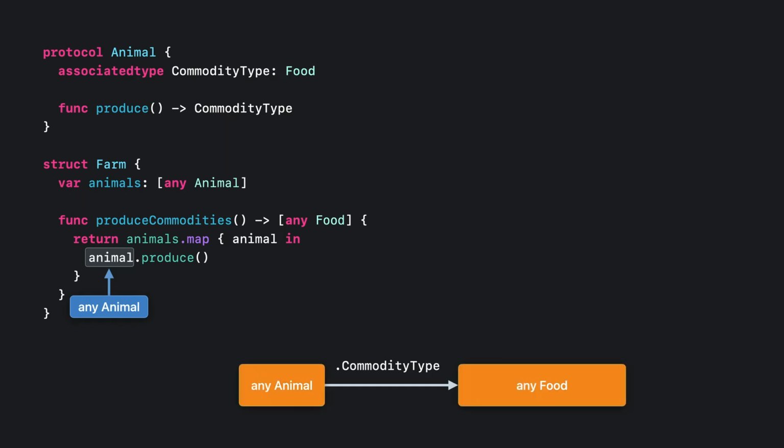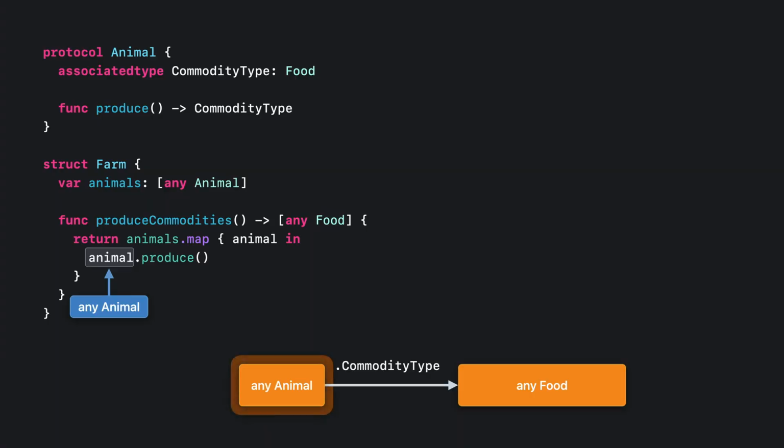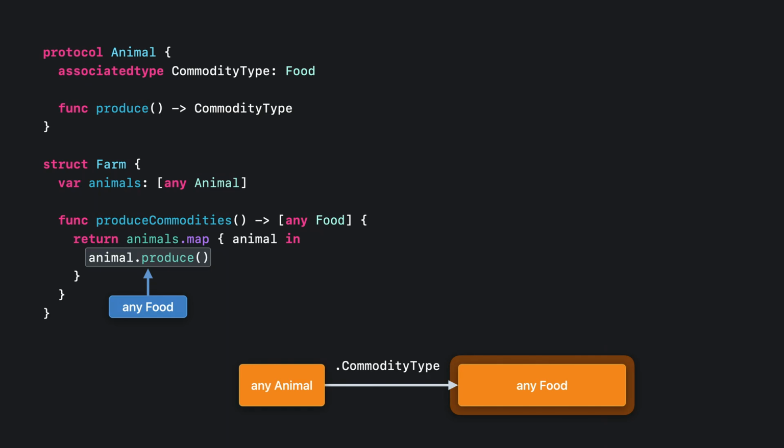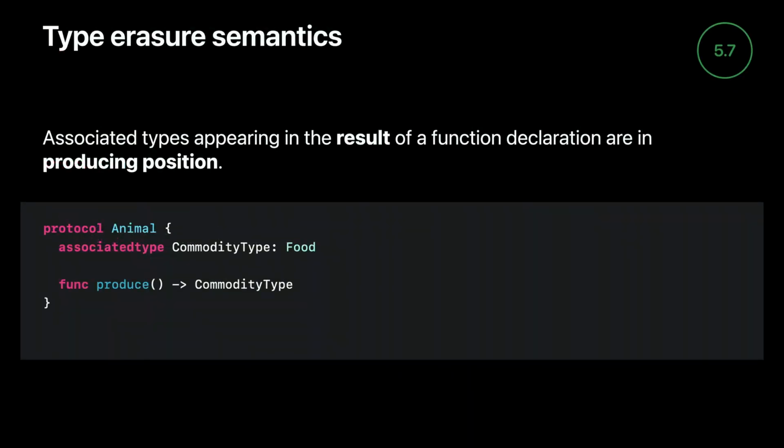Type erasure replaces these associated types with corresponding existential types that have equivalent constraints. We've erased the relationship between the concrete animal type and the associated commodity type by replacing them with any animal and any food. The type any food is called the upper bound of the associated commodity type. Since the produce method is called on an any animal, the return type is type erased, giving us a value of type any food. This is exactly the type we expect here. Let's take a closer look at how associated type erasure works, which is a new feature in Swift 5.7.